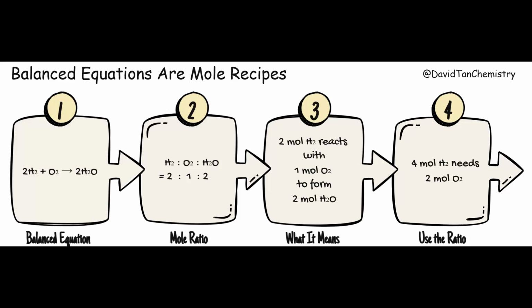Now we can scale the ratio. If 2 moles of H2 need 1 mole of O2, then 4 moles of H2 need 2 moles of O2. We are simply doubling the mole ratio.